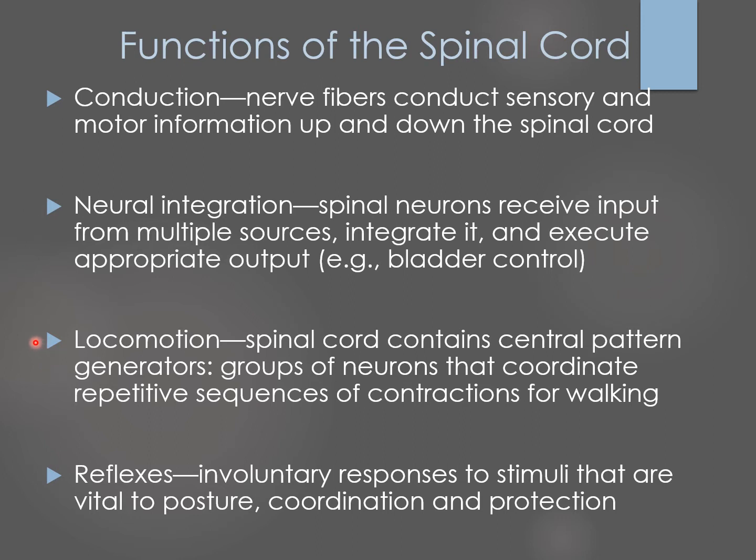Locomotion. Your spinal cord contains central pattern generators that you're really and truly not aware of, but those are groups of neurons that coordinate repetitive sequences of muscle contractions so that you can walk without falling down. And then we have reflexes. These are involuntary responses to stimuli, but they are vital for your posture, for your coordination, and for protection.